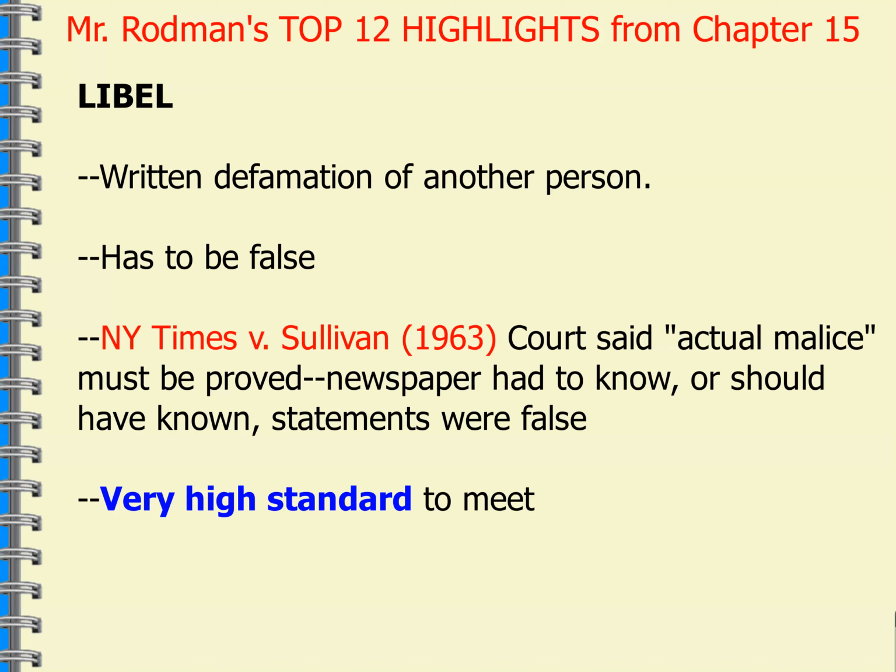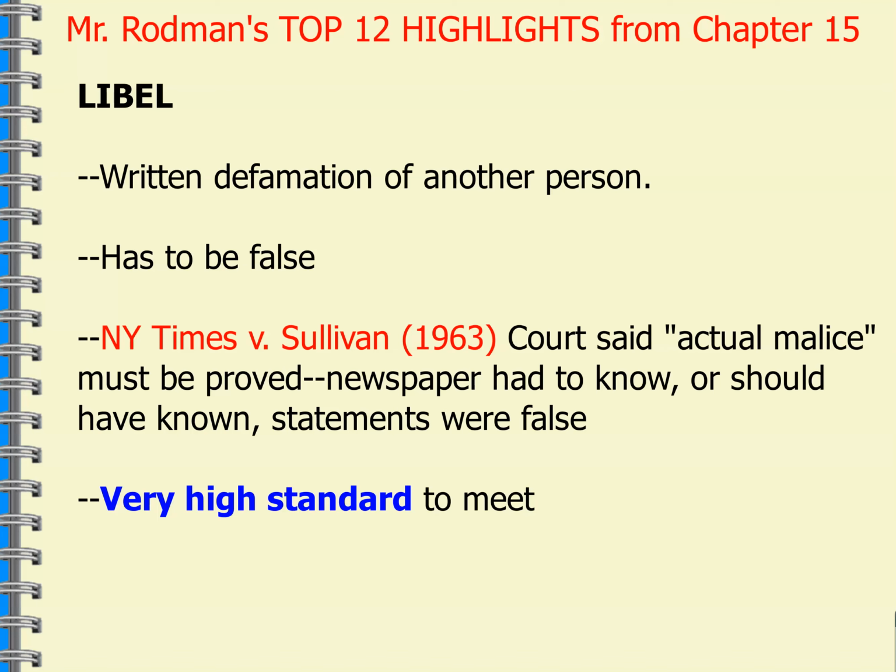One, you have to prove that it's false. Two, there has to be actual malice in proving it. And in this case, it was a newspaper ad that was allegedly libeling Sullivan, and he didn't like it. So he filed suit against the New York Times and many of the people who issued the ad. The concern there during the civil rights movement was that the newspaper must have known that what they had in there were statements that were false, and therefore they were guilty as charged.